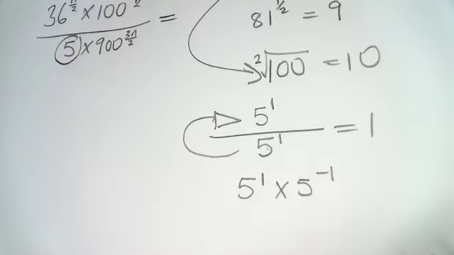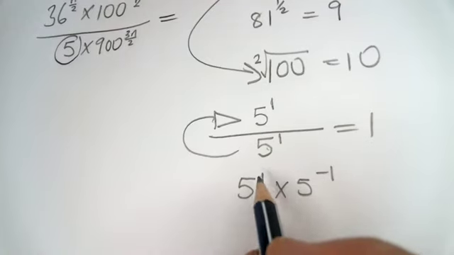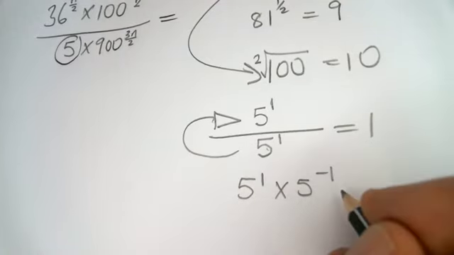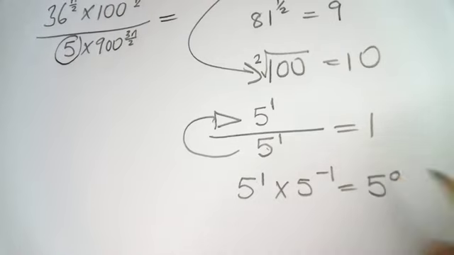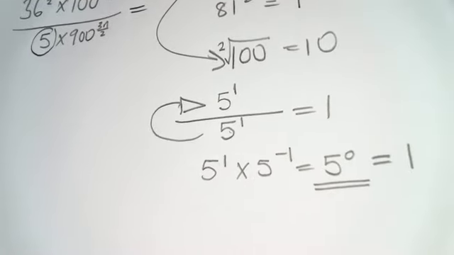And of course, we add the powers, don't we? So if we're multiplying with the same base, we add the powers. Well, 1 plus negative 1 is 0. This would be 5 to the power of 0. And of course, anything to the power of 0, except 0, is going to be 1. So that is going to equal 1, and that's why.